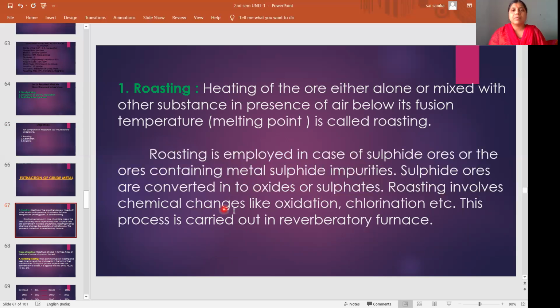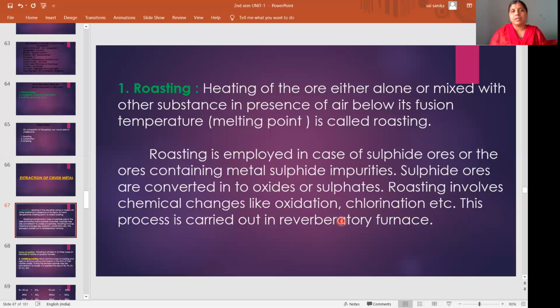Roasting involves chemical changes like oxidation, chlorination, etc. It means during roasting, oxidation can take place, chlorination can take place. This process is carried out in a reverberatory furnace. So different types of furnaces will be there. So here roasting will be carried out in which furnace?